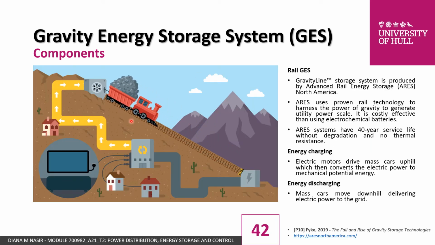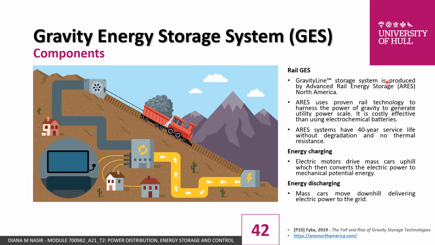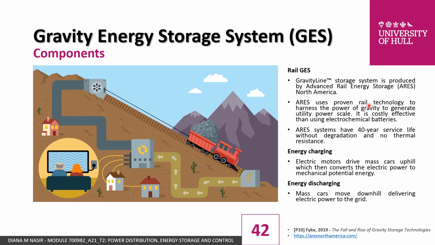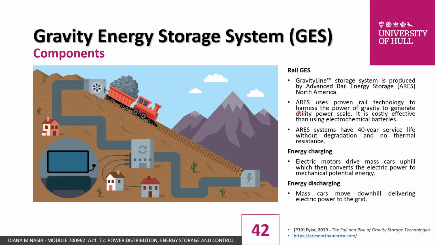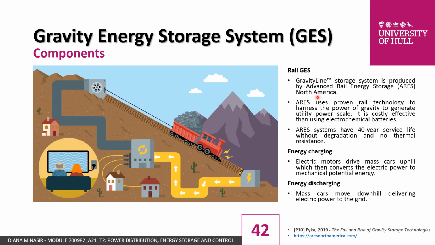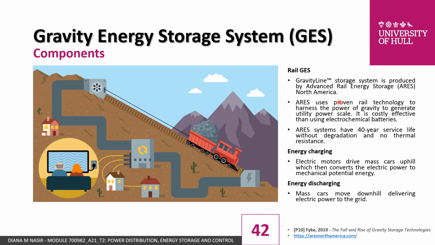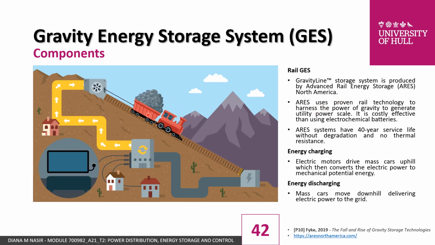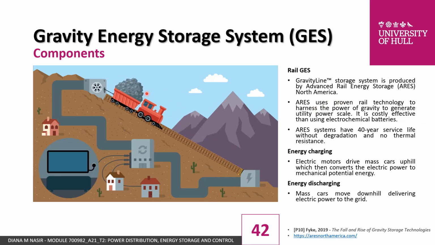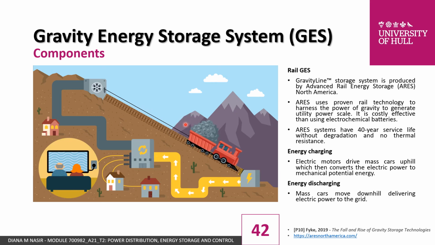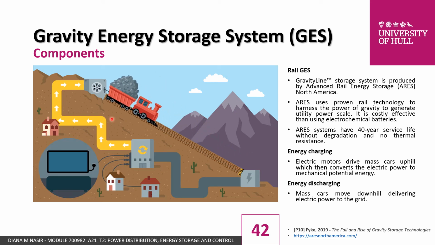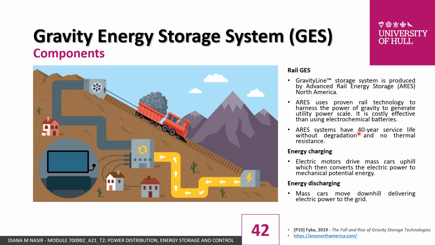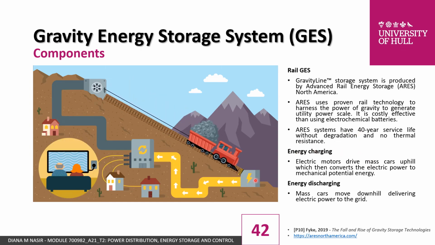Next, we go to Rail GES, which is proposed by Advanced Rail Energy Storage, or ARES, a company in North America. Their system is patented under the name of Gravity Line, which uses rail tracks and also rail cars to harness the power. The system claims to be able to generate up to main grid power scale with 40 years of service life and without thermal degradation.